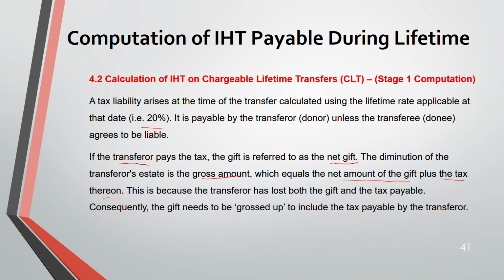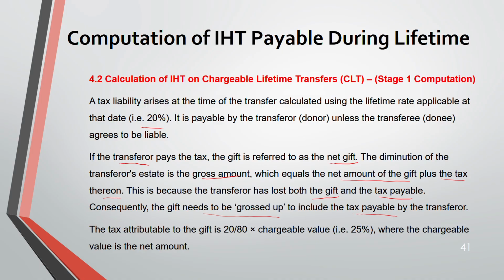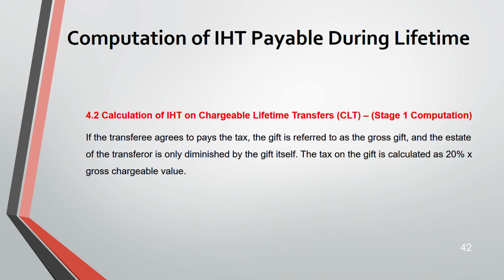So with the net amount of your gift, you add the tax. This is because the transferor has lost both the gift and also the tax payable. That's why you have to gross up the gift to include the tax payable by the transferor. So the tax attributable to the gift is 20 divided by 80, which is 25%, of the chargeable value, where the chargeable value is the net amount. If the transferee pays the tax, the gift is a gross gift. It is 20% on the gross chargeable value.